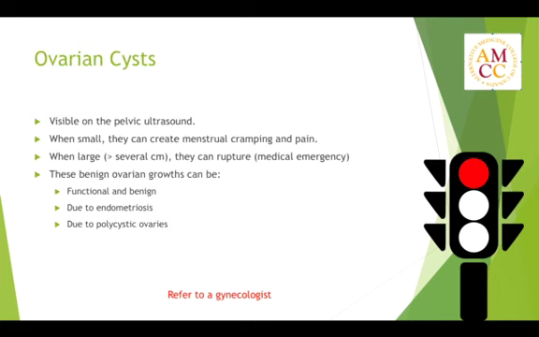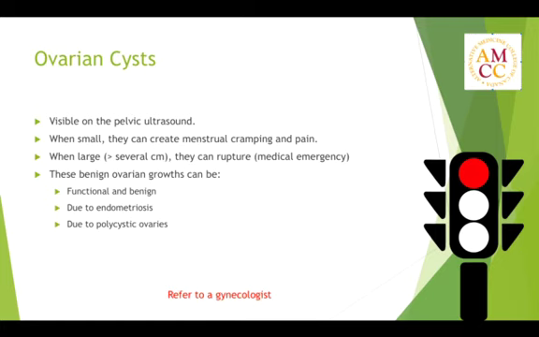Ovarian cysts are, again, growths that can occur on the ovaries, and you can see them on a pelvic ultrasound. If they're small, again, they may not be problematic. They might only be creating more menstrual cramping. But if they're larger than a few centimeters, and they can really grow to be the size of a mango, they can rupture, and that is a medical emergency.